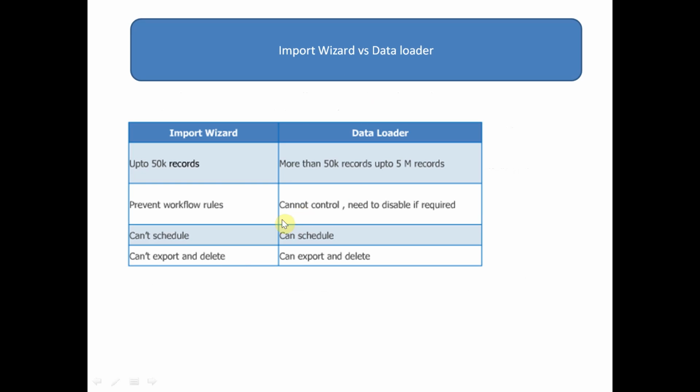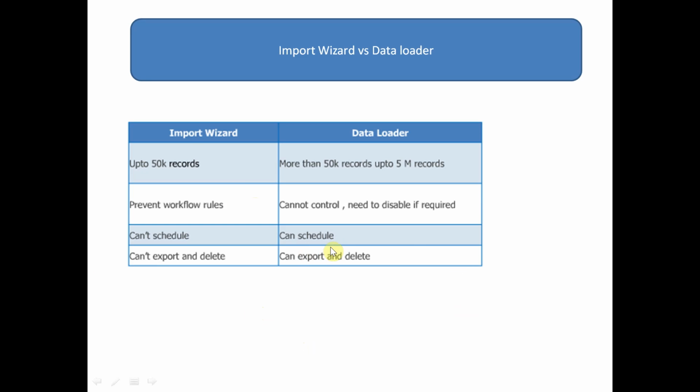So let's look at a comparison between these two tools: import wizard up to 50,000, data loader between 50,000 and 5 million. But the advantage of import wizard is you can prevent the workflow rules from running. Suppose you're importing 50,000 records and you've got workflows running in Salesforce. You know what a workflow is, right? It will be triggered on create or edit, so you can prevent that. In data loader, you cannot do that; you'll have to go there and disable it, either by marking it as deactivated or by using some system setting, like we saw yesterday in the previous video.